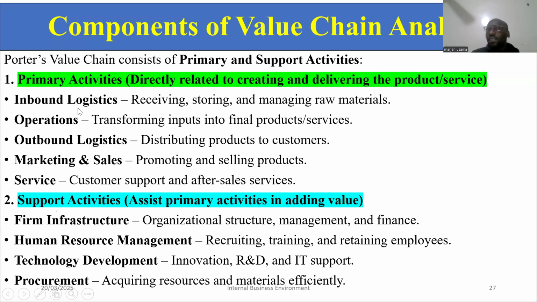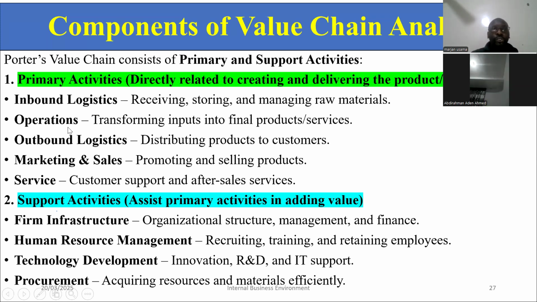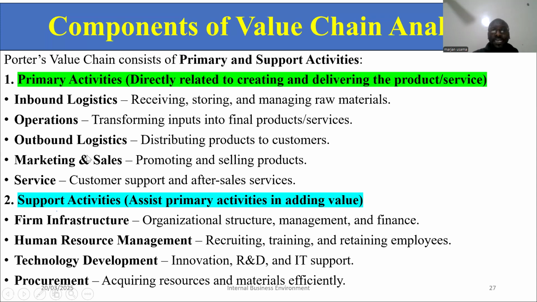So the primary activities, we have inbound, operations, outbound, marketing, and service. These are the primary activities in any organization. Then number two, we have the support activities: the firm infrastructure, the house, the offices, your human resource, the technology.